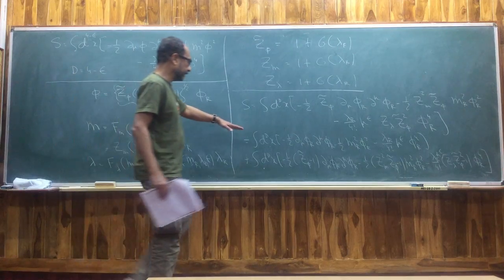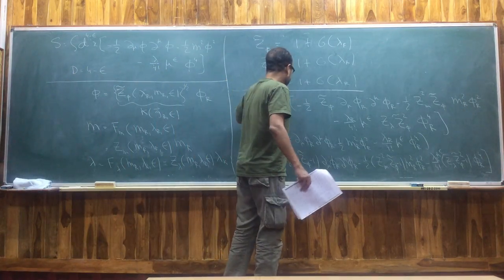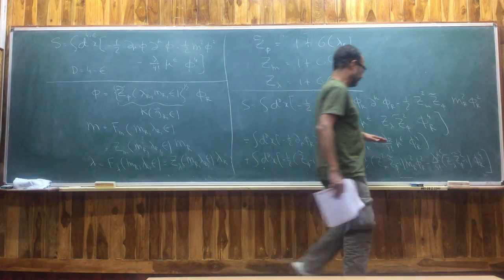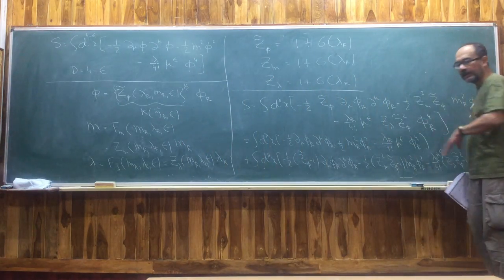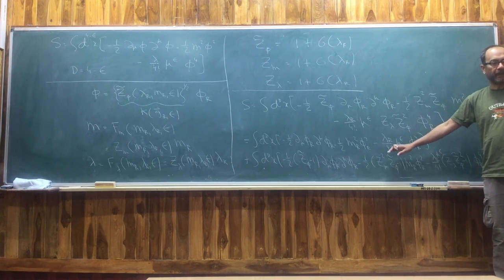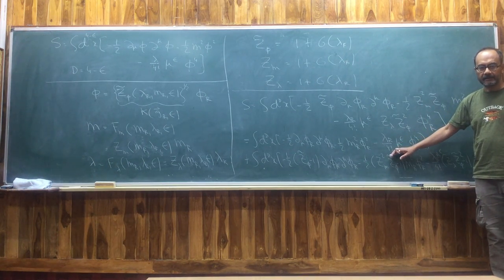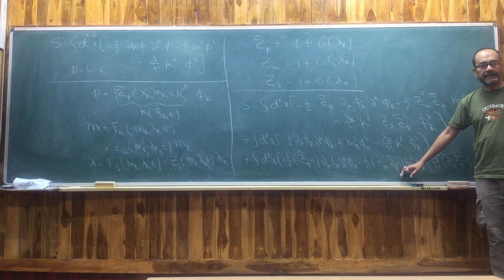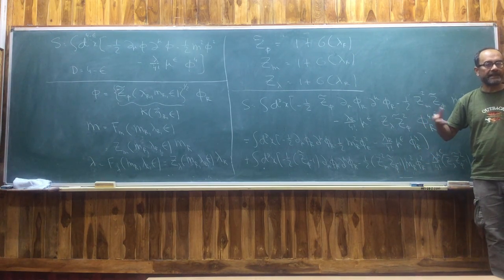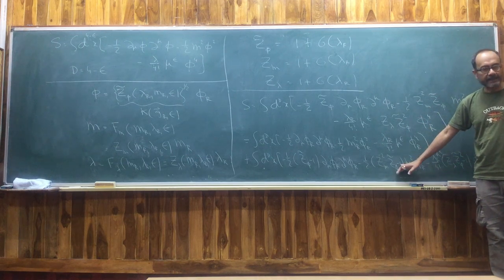So this is the whole thing, of course, the original action. This is written in a form where it looks like the original action, but with the fields and parameters replaced by the renormalized fields and renormalized parameters. All the extra things that are proportional to the difference between the z's and the ones are in the second term.